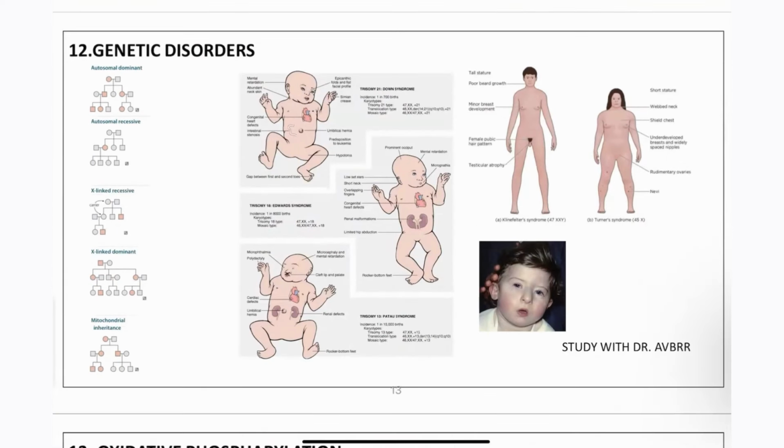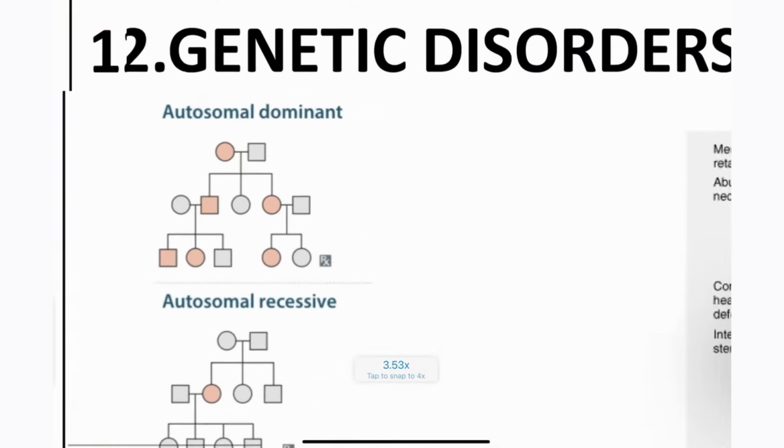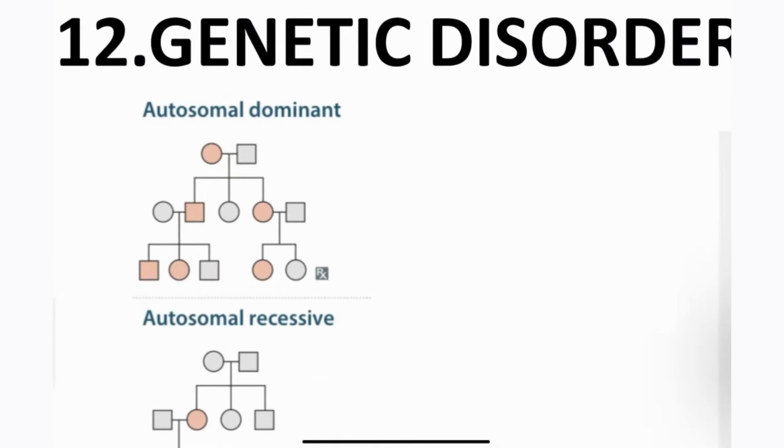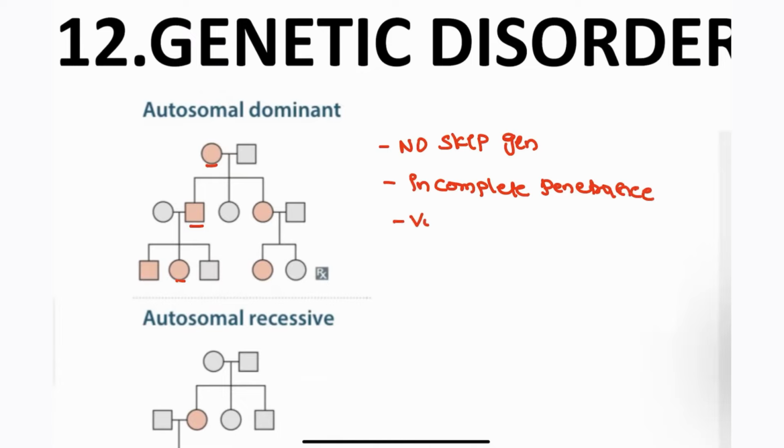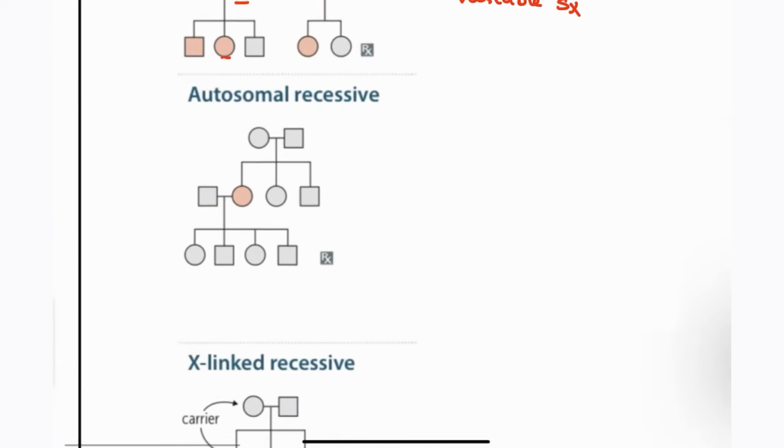Next, moving on to genetic disorders. In genetic disorders, you have to take note of the important points. First, let's see autosomal dominant. In autosomal dominant, there is no skipping of generation. Here you can see affected, affected, affected, right? And next, there will be incomplete penetrance. What is meant by incomplete penetrance? It means the gene is transmitted, but not everyone shows the symptoms, so variable symptoms will be seen in this patient. Next, moving on to autosomal recessive.